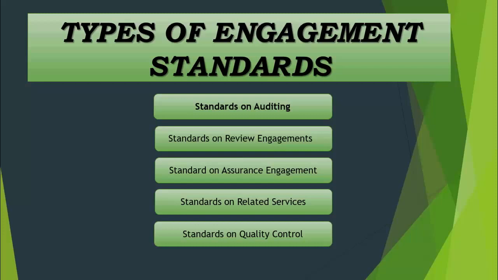So I hope you are clear with the categories of standards that you have to prepare, and you have seen that for the middle three, the standards on review engagement, standards on assurance engagement, and standards on related services, you have just 2 standards each. And for standard on quality control, it is just 1 standard. So all the other standards that you will be studying will depend on the standards on auditing. And in standards on auditing, you have 37 standards, right? 37 over there plus 7 over here comes up to 44 standards that you have to prepare.